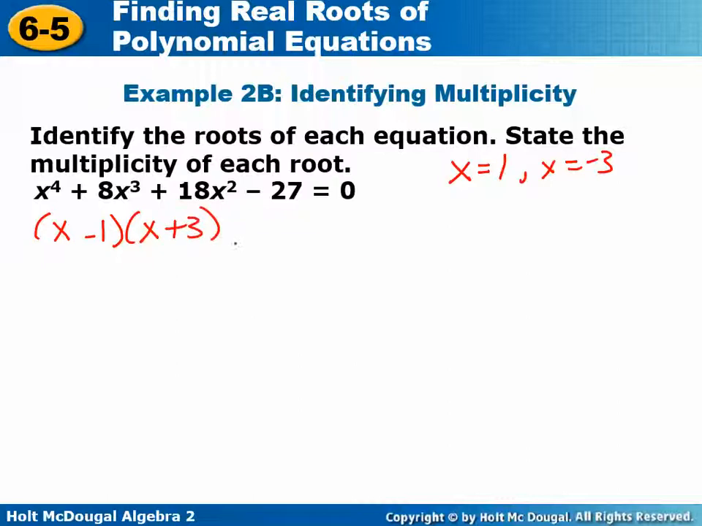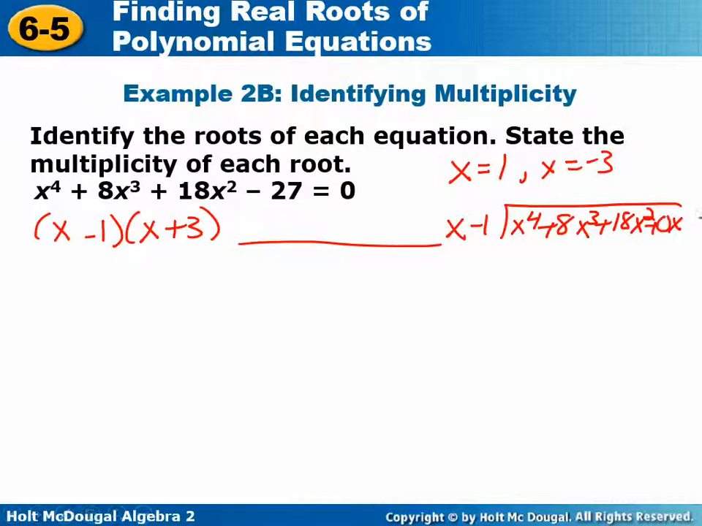But there's more factors than that. However, I can use these to do long division, or you can use synthetic division if you prefer. And you can do that in two ways. I could multiply these together, FOIL it together, and get an x squared, and then divide by x squared. Or you could just do one of these. I'm going to just do one. I'm going to go x minus 1 into, and then I'll write this whole thing. X to the 4th plus 8x cubed plus 18x squared. There's no x term, so I have to write plus 0x minus 27.